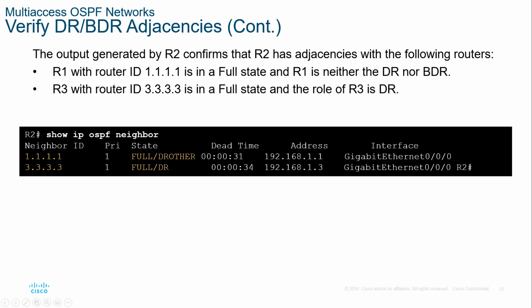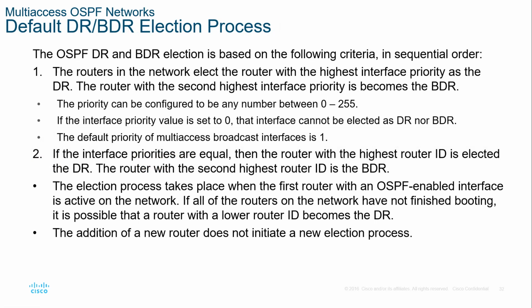So now let's understand the election process. The DR and BDR election is based on the following criteria. First, the routers in the network will elect the router with the highest interface priority as the DR. The second highest priority will become the backup designated router. You can manually configure a priority between 0 and 255.